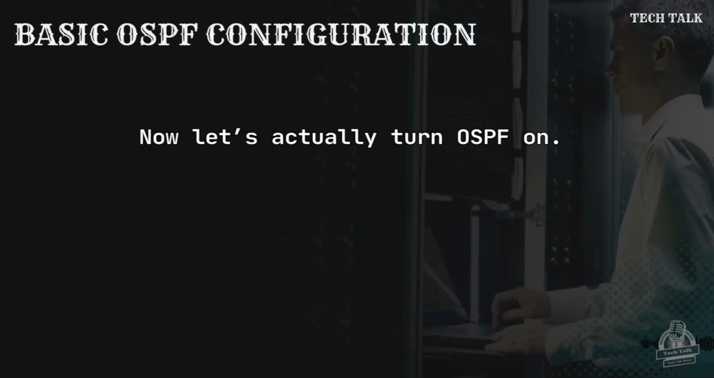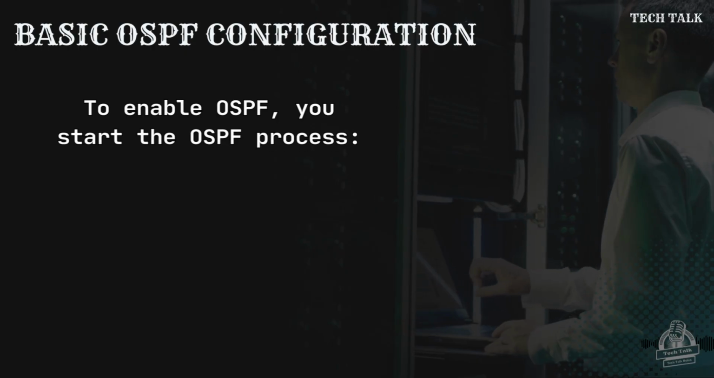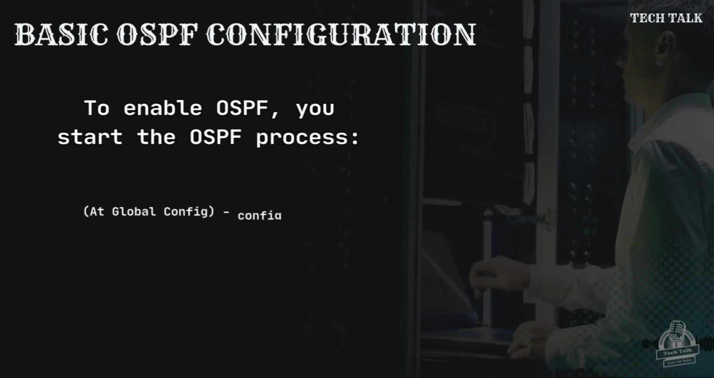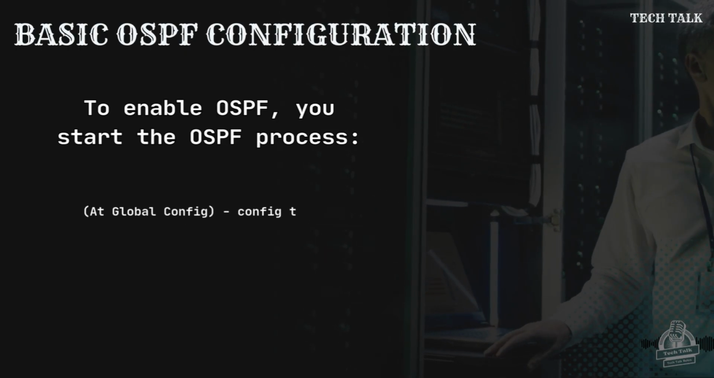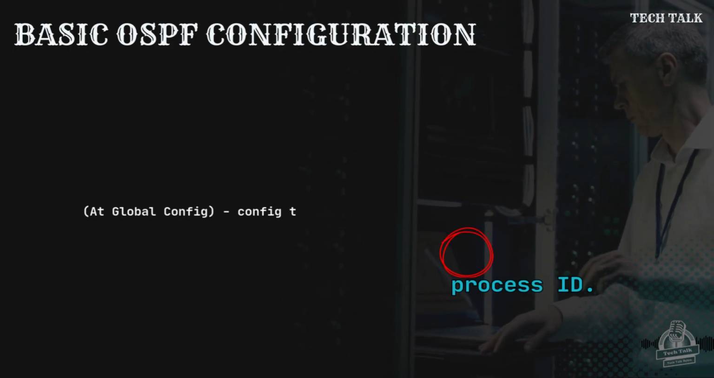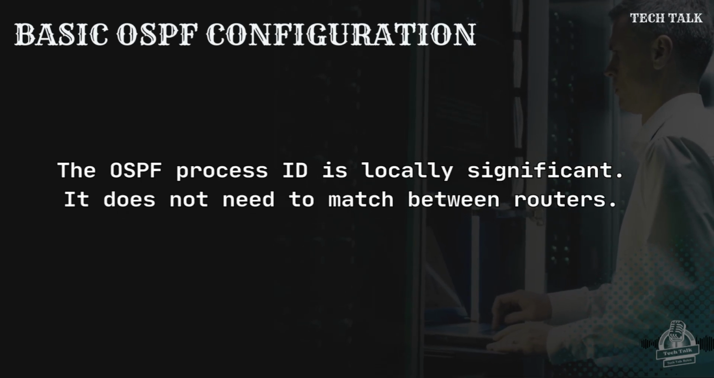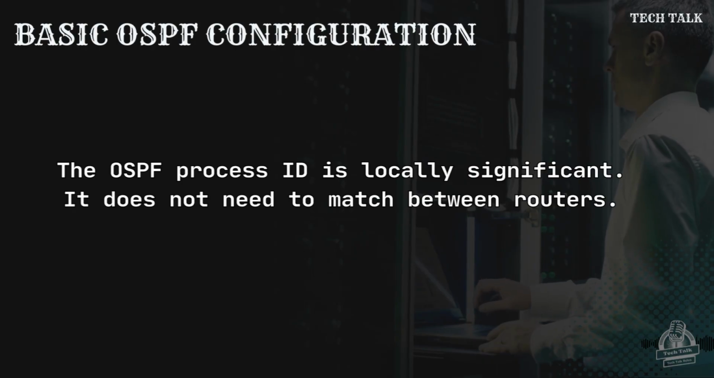Now, let's actually turn OSPF on. To enable OSPF, you start at global config with router ospf 1. The number here is the process ID, and this is important. The OSPF process ID is locally significant. It does not need to match between routers.